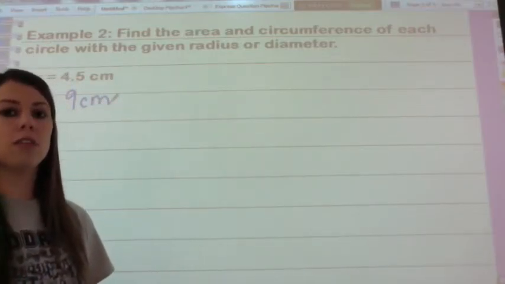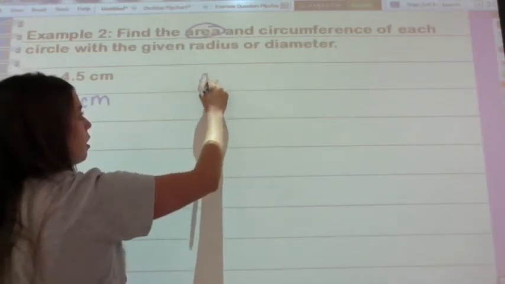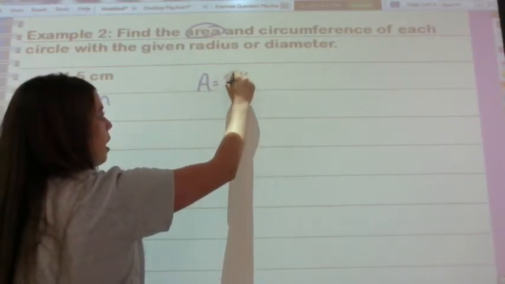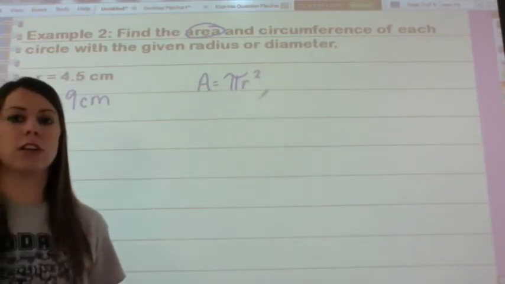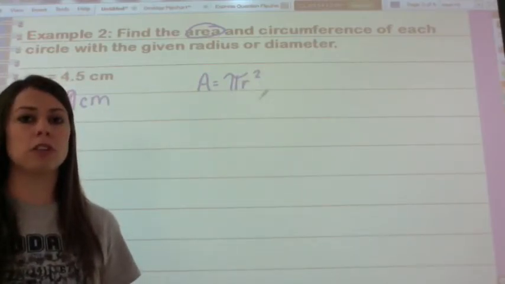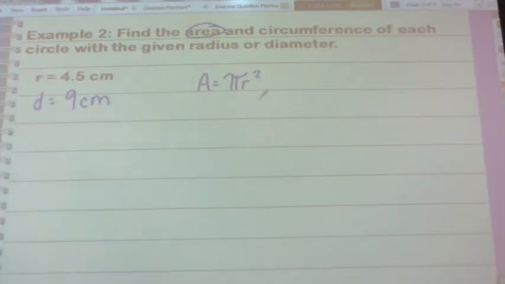And then we need to know our formulas. They talked about area first. So the formula for area of the circle is pi r squared. And then whichever one for circumference. You don't have to use both of them. You can just use one. In these videos, I'll show you both, and that they're always going to be the same.